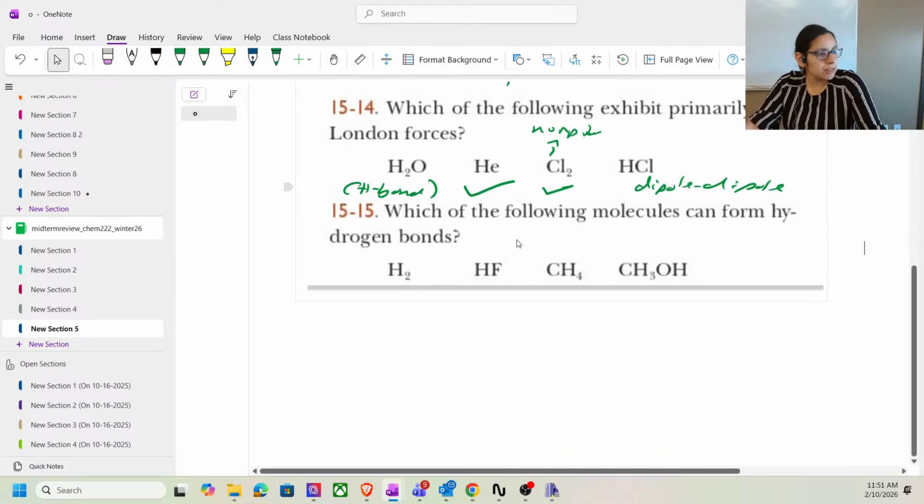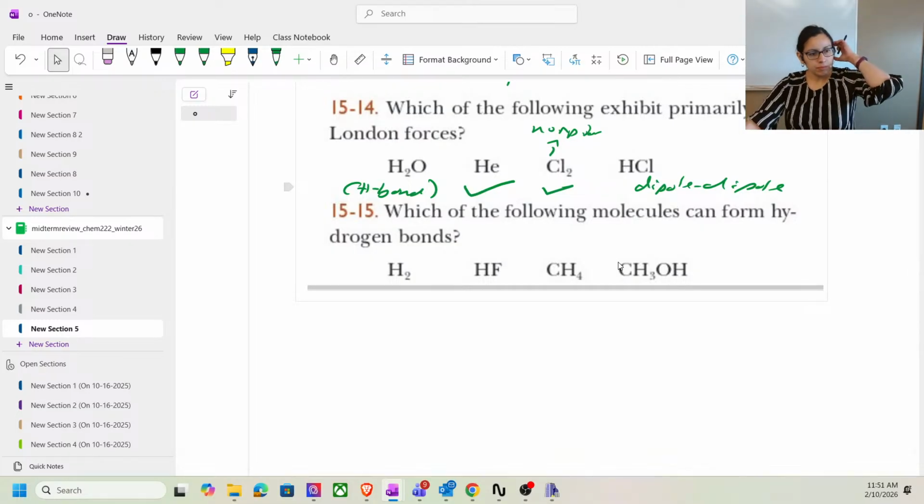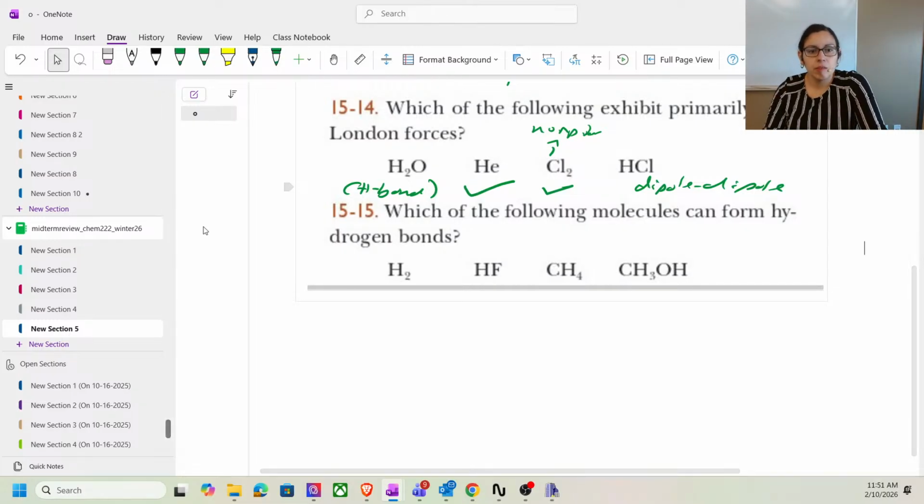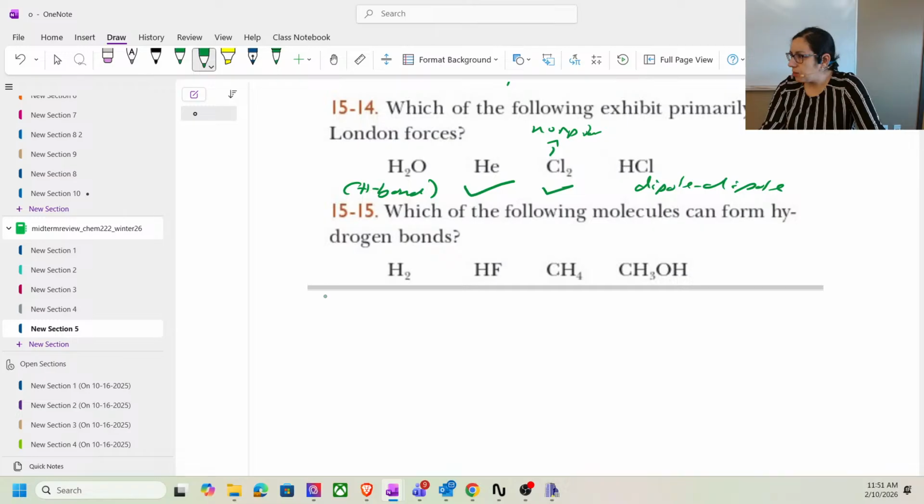All right, 15. So which one of these can form hydrogen bonds? So take a second. Can H2 form hydrogen bonds? So no, right? What about HF? Can that do it? So yes, right, that matches our definition. What about CH? So no.